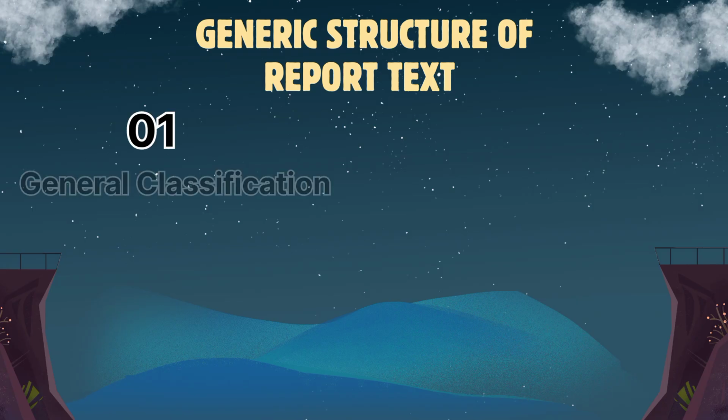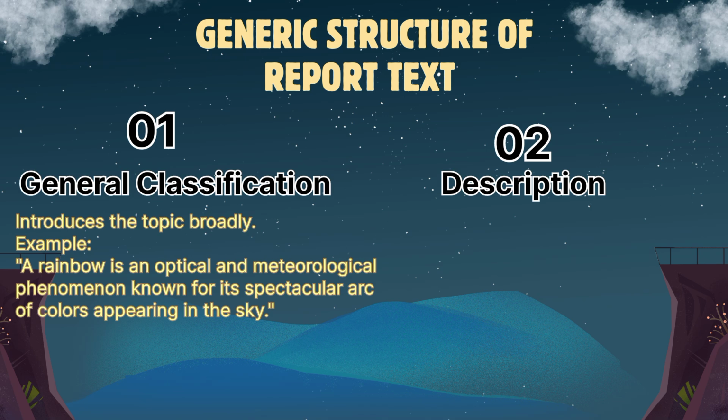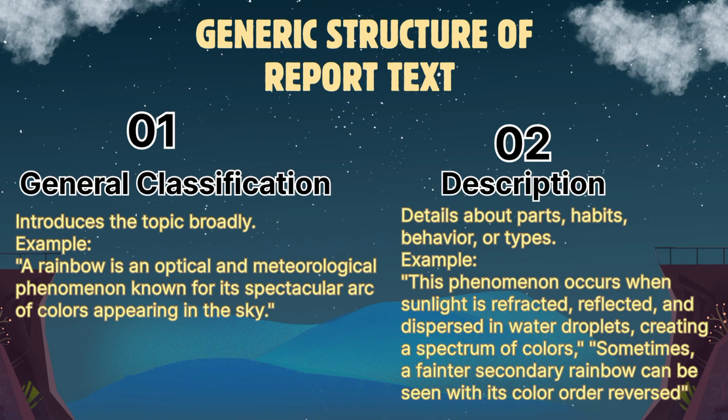Generic structure of report text. 1. General classification introduces the topic broadly. Example: a rainbow is an optical and meteorological phenomenon known for its spectacular arc of colors appearing in the sky. 2. Description: details about parts, habits, behavior, or types. Example: this phenomenon occurs when sunlight is refracted, reflected, and dispersed in water droplets, creating a spectrum of colors. Sometimes a fainter secondary rainbow can be seen with its color order reversed.